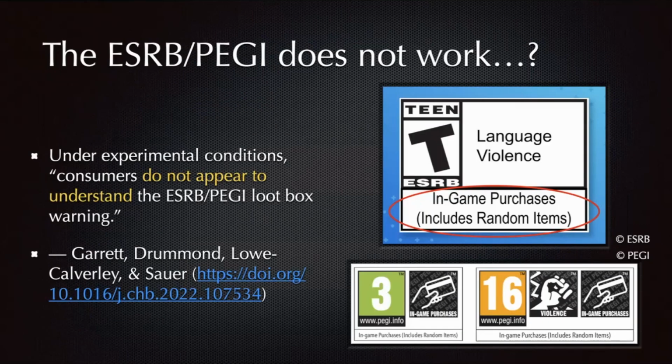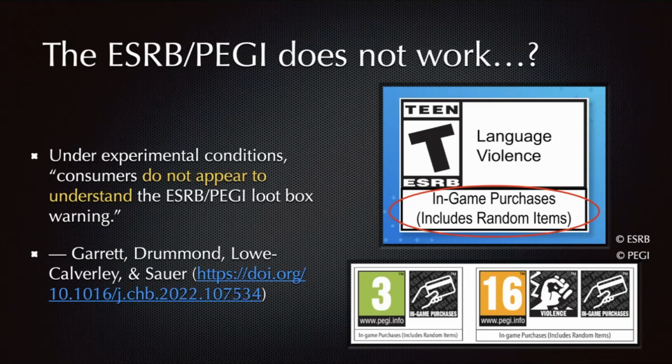Separately, I think it is also important to mention research done by others. This particular label was introduced by both age rating organizations without any empirical testing of their effectiveness. Under experimental conditions by independent researchers, they found that consumers do not appear to understand the loot box warning label. Indeed, I think that does make sense because these labels use terminology that is not known to video game players. It doesn't even say loot boxes. This suggests that even if this measure was implemented properly with a 100% compliance rate, it might not have really helped consumers to understand that these games contain loot boxes and that there might be potential harms associated with engaging with these products.